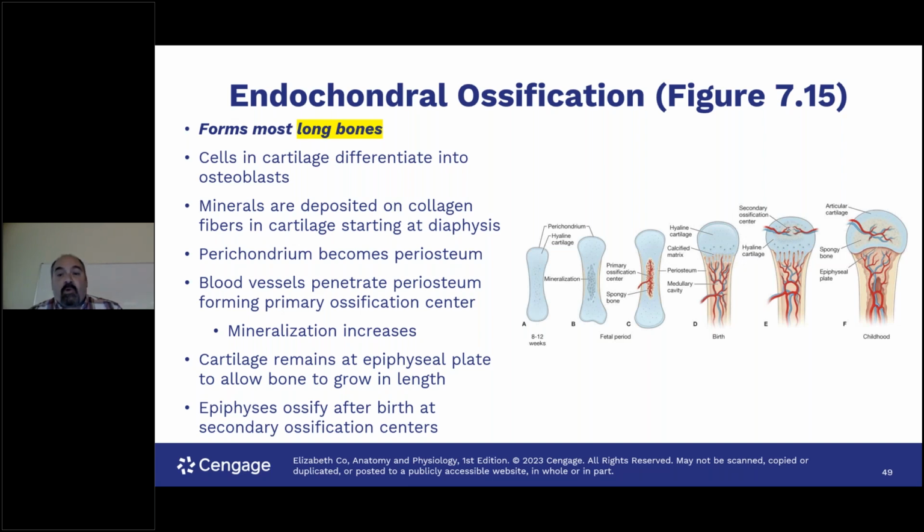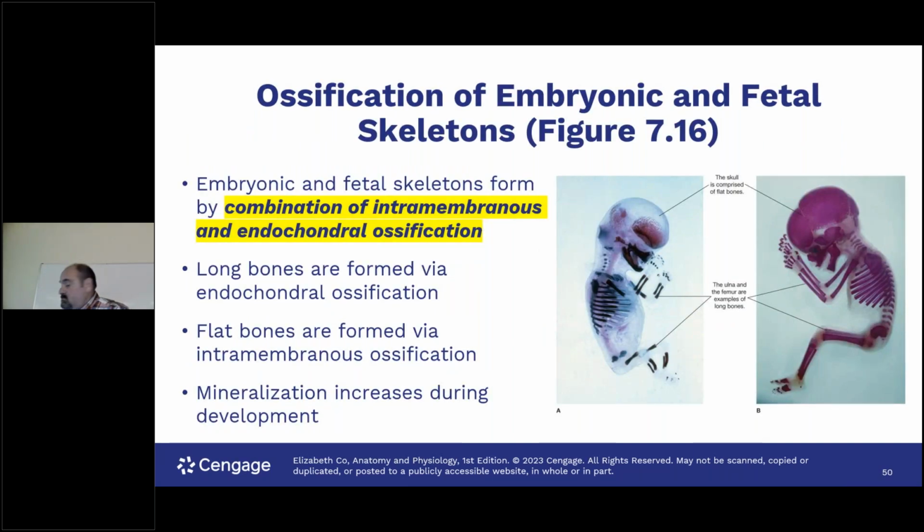And what's a very important part of this? Vascularity, blood vessels, right? Again, bone is highly vascular. So if you fracture a bone, will it bleed? Yes. This next slide here shows the combination of intramembranous and endochondral ossification, the ossifying of the embryonic and fetal skeletons.